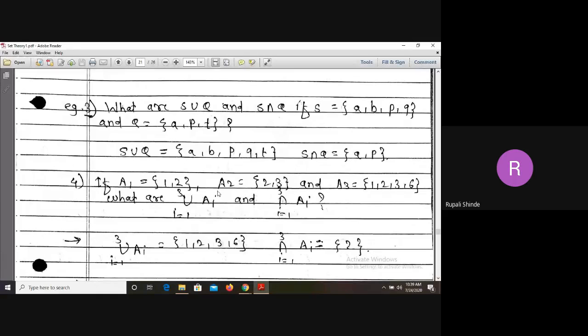Element which is common between all three sets like A1, A2 and A3. So 2 is common in A1, A2 and A3. That's why for this intersection operation there will be only one element in the set and that element is 2. So likewise we can solve the examples based on union and intersection. Have you understood these two operations?